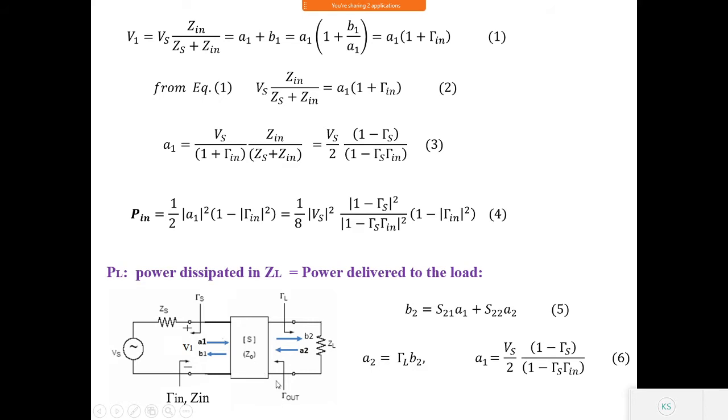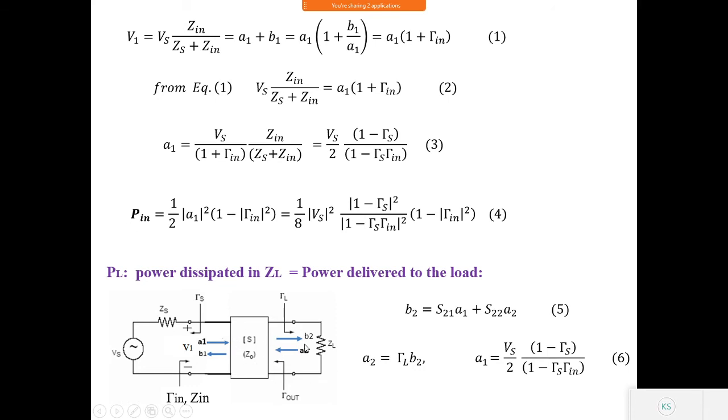Over that power, the network will do the amplification or whatever your intended action is. Now this is the definition of input power, the actual power delivered to the network.